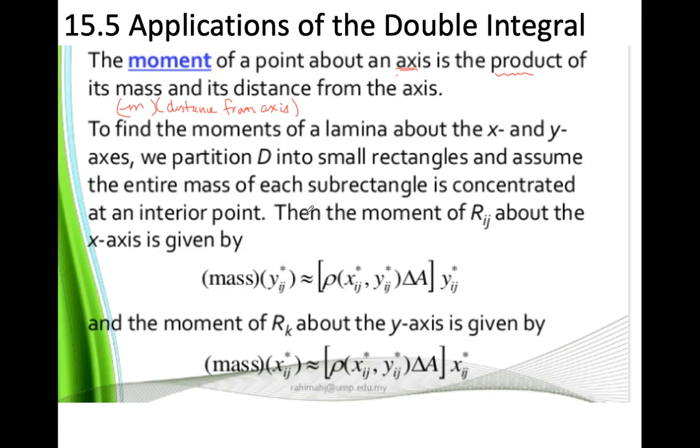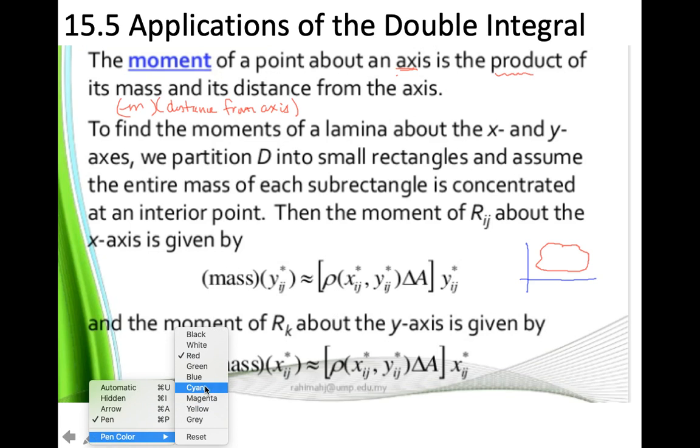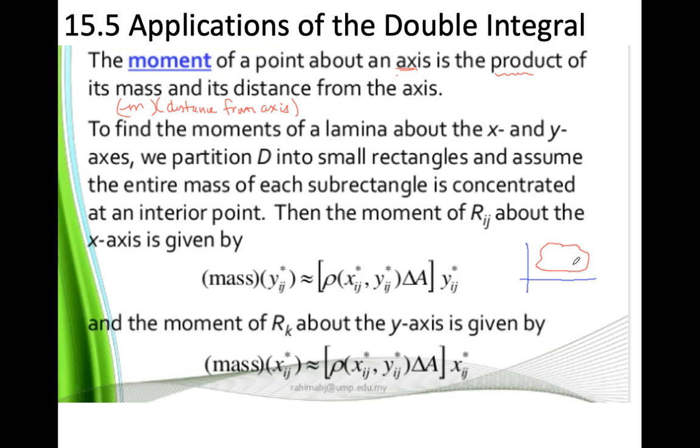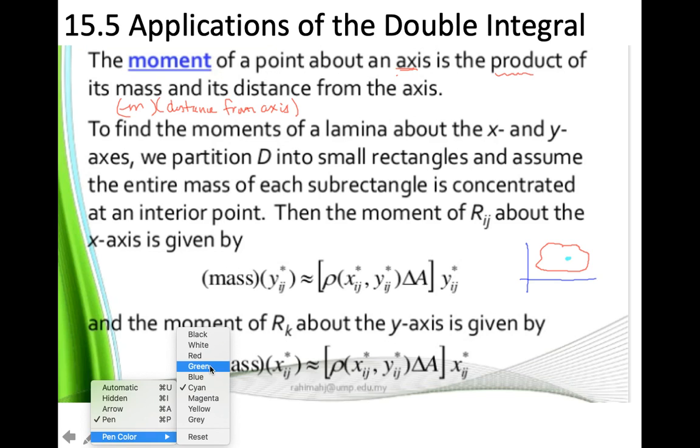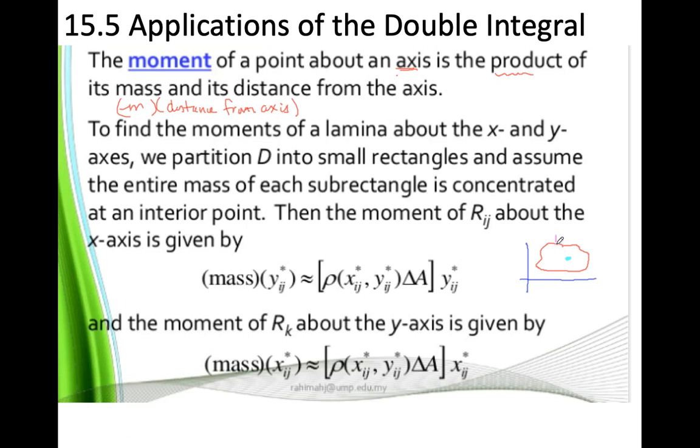So if I have my lamina, let me just draw it in the first quadrant here. So something like this. And I pick a point. And then I pick an axis. Let's say I pick this line, x equals a.